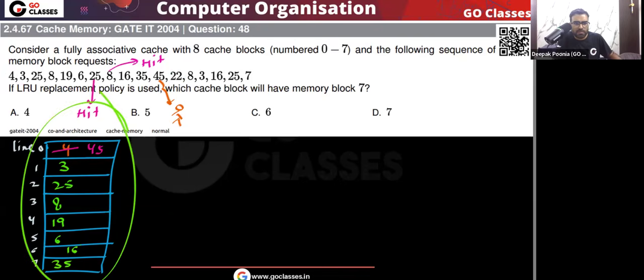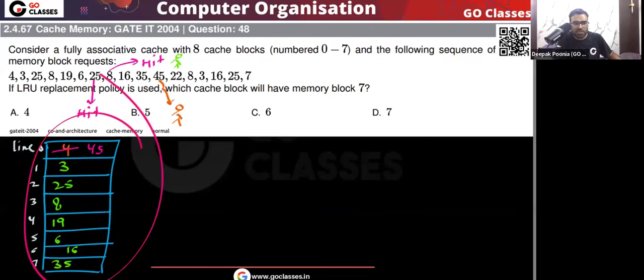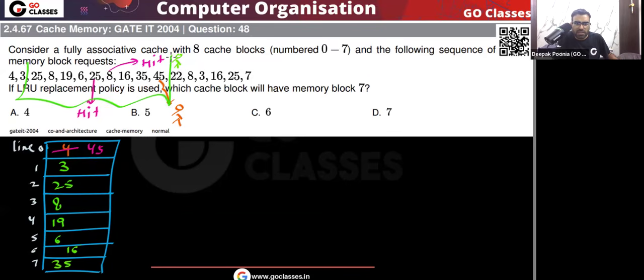Next, what about 22? Is that already present in this cache memory? That is not present. So now you are standing at 22. You need to replace one of these cache blocks, and that will be decided by the LRU policy. So which cache block is actually least recently used? If you go back and see this block number 3, this is least recently used because after this first request to block number 3, we have never used it again. So this block number 3 I will replace with 22.